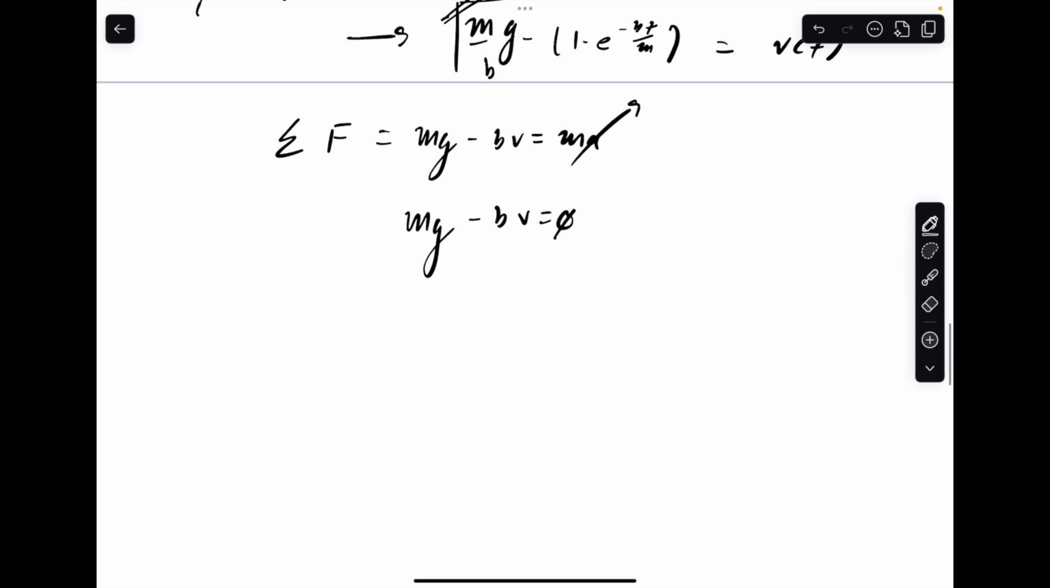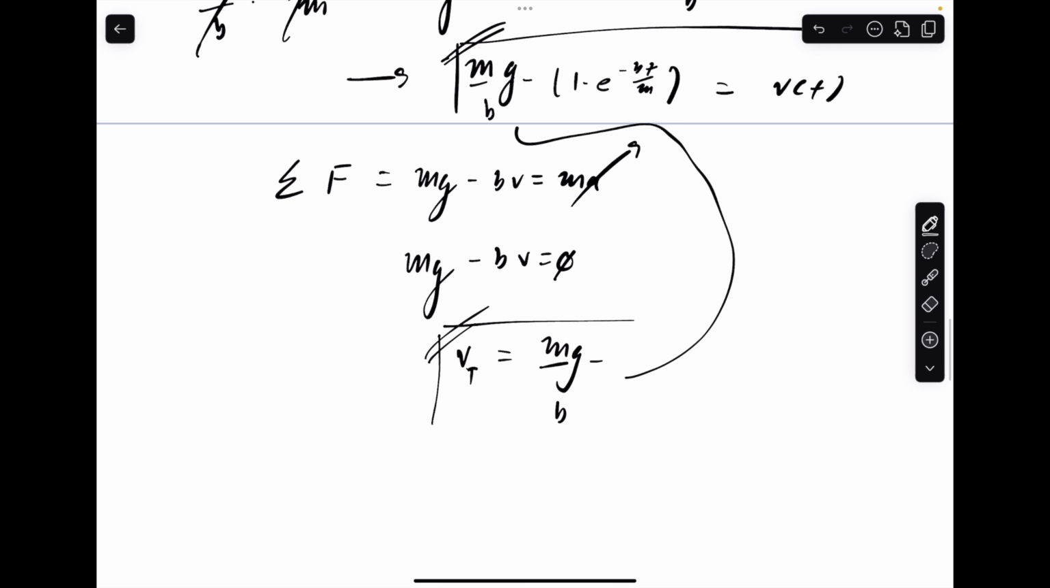And now if I solve for v terminal, I get mg over b, right? And what does that look like? That looks like what we had up here. So basically, this v of t equation is v terminal times 1 minus e to the negative bt over m.